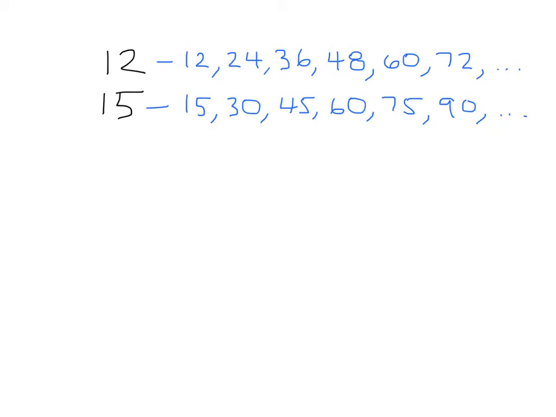But let's see if there's anything that we have in common. I noticed here that I have 60 as a multiple of both 12 and 15. In fact, if I were to keep going, and maybe you did, you eventually get to 120. This would be another common multiple for 15 and 12. Since I'm looking here, I know that the least common multiple is 60. So I can go ahead and write the LCM is 60.